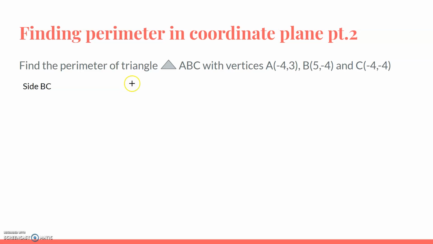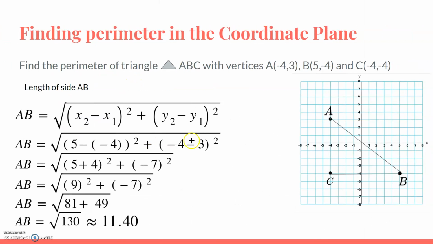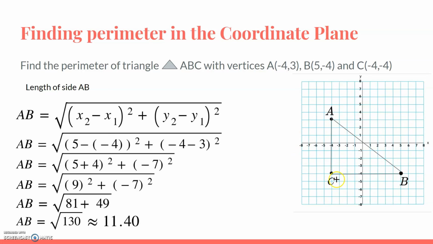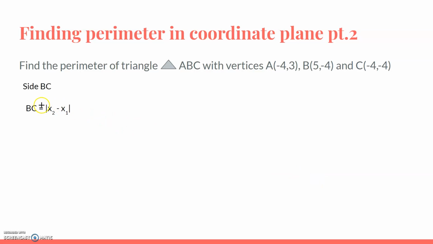Next, we're going to find the length of side BC. As we saw earlier, side BC is completely horizontal, so we can use the ruler postulate for this. The ruler postulate was BC is equal to the absolute value of x2 minus x1. We still have our coordinates right here, so for BC, x2 is going to be negative 4 and x1 is going to be 5. So when we plug in our values, the absolute value of negative 4 minus 5, we get the absolute value of negative 9, which gives us BC is equal to 9 units.